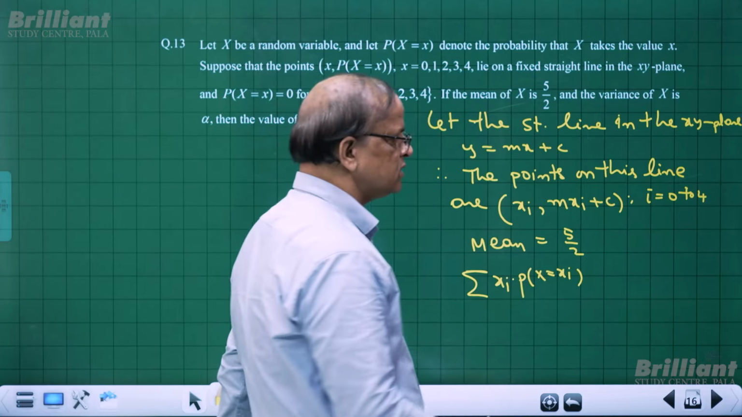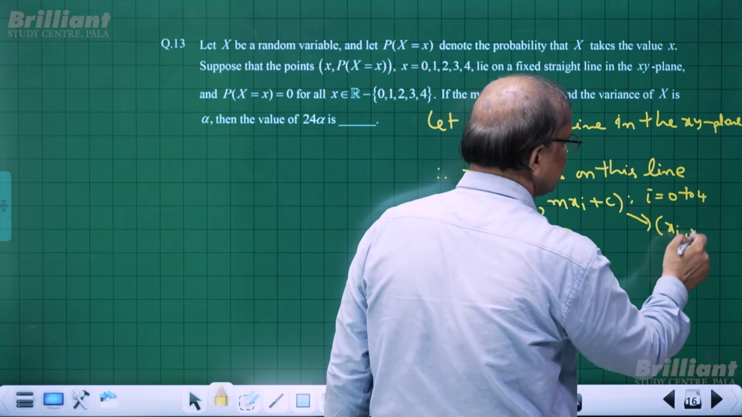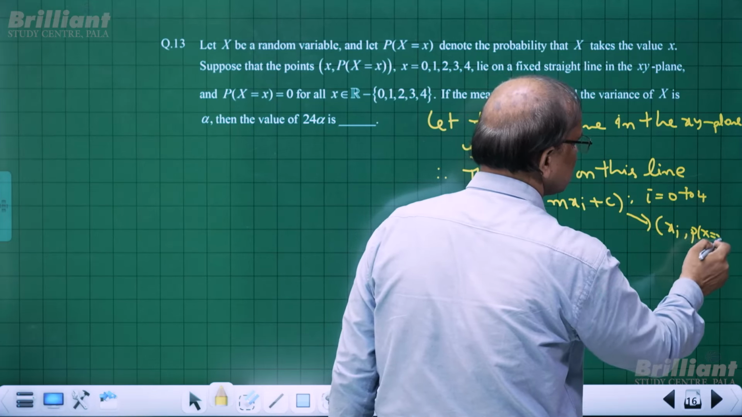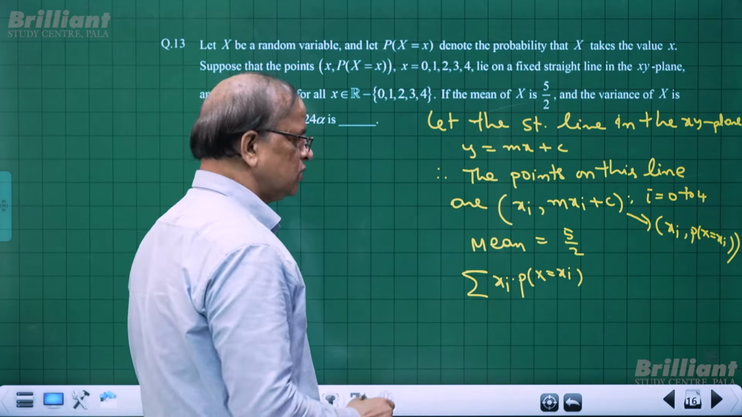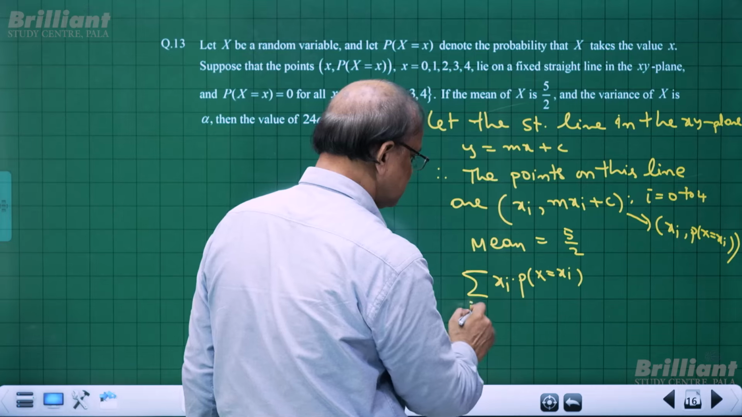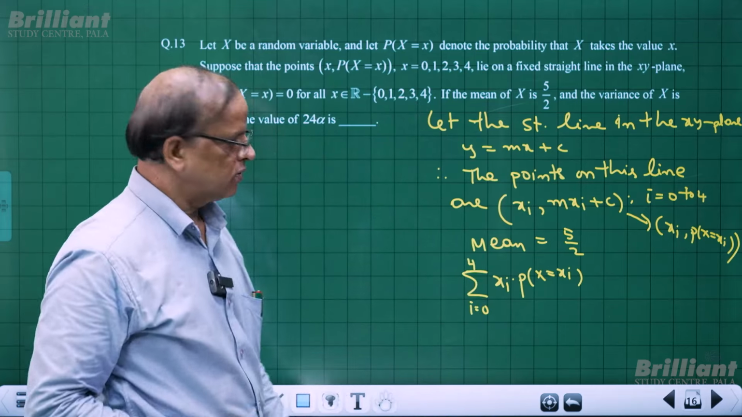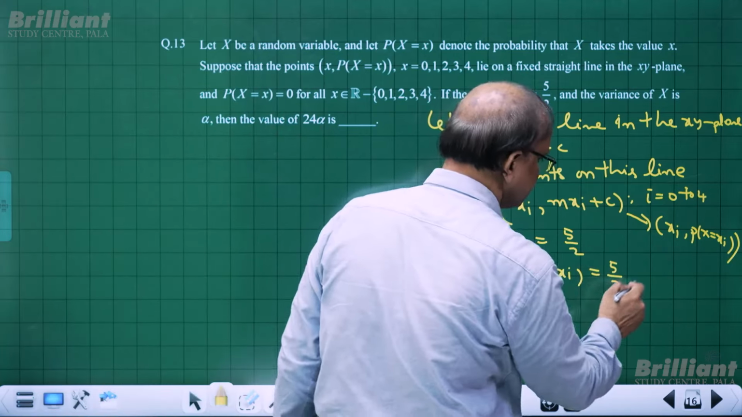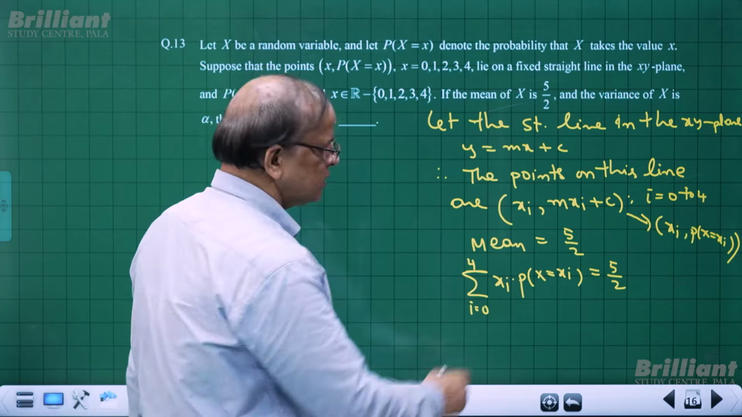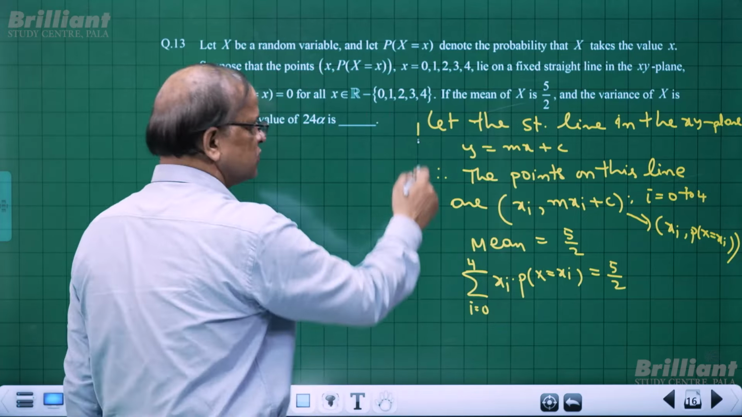So, these points are (xi, p(x = xi)), where p(x = xi) with i equal to 0 to 4, and the mean is given as 5 by 2. But this is known: p(xi) = m xi + c, and we have to find the m and c values.